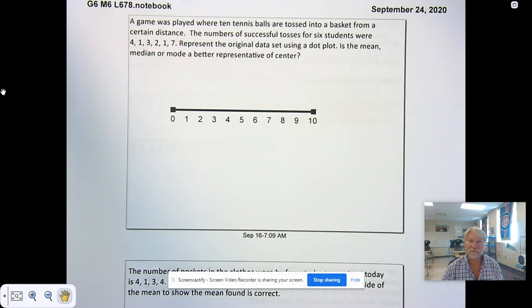And then to figure out if the mean, median, or mode is a better representative of center, you will have to calculate each of those. So please pause the video, make the dot plots, calculate the mean, median, and mode, and figure which is the best representation of center.